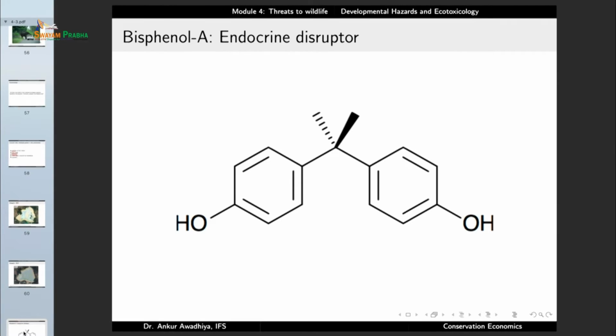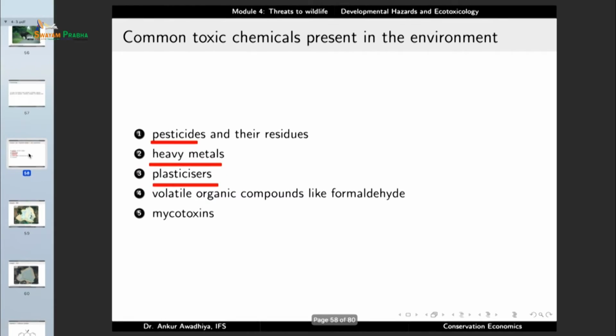It disrupts the functioning of the endocrine system in different organisms. And ecotoxicology will try to study what is the impact of this chemical on different organisms at different scales. Or volatile organic compounds such as formaldehyde. The formaldehyde is released as part of a number of chemical reactions, and it is a toxic chemical.